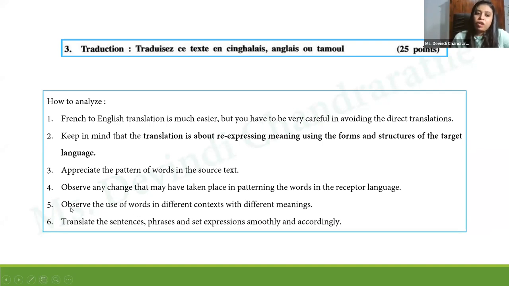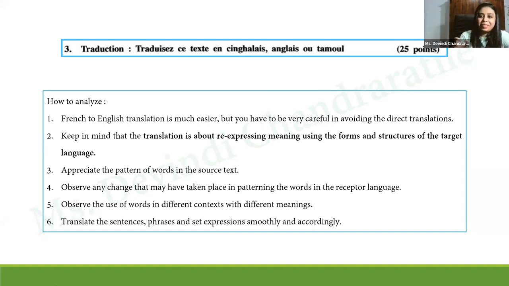It's a must. And observe the use of, for example in French, adjectives, right? When it comes to adjectives, except for a limited number of adjectives, most adjectives go after the noun. So if you don't follow that order in the receptor language, your sentence would be wrong, right? If it is "I have a blue dress" in English, in French we have to say "J'ai une robe bleue", right? J'ai une robe bleue. If you write that sentence as "I have dress blue", it is wrong, right?